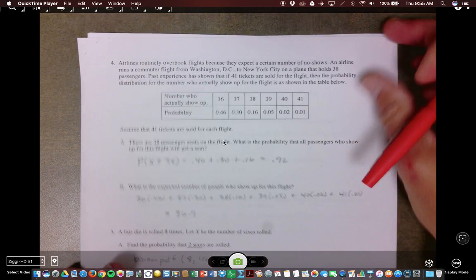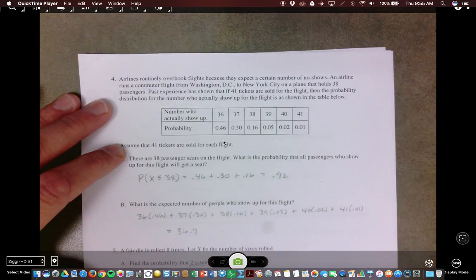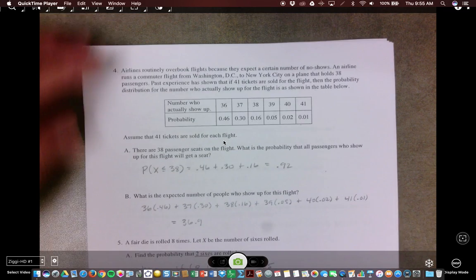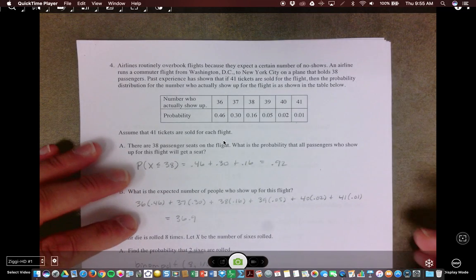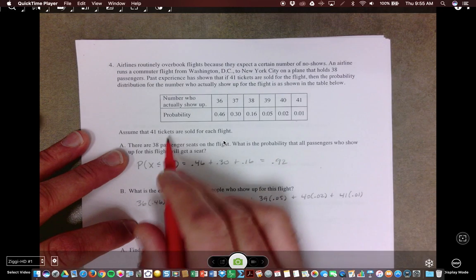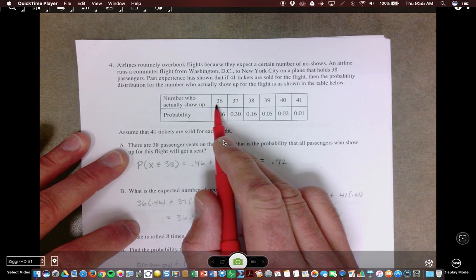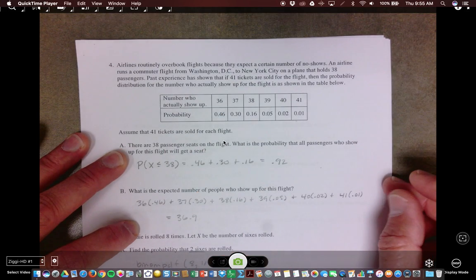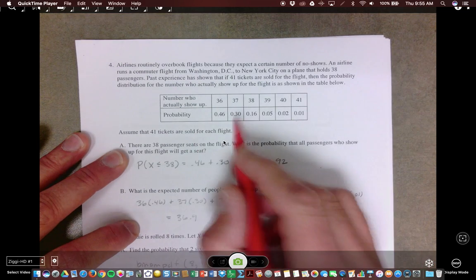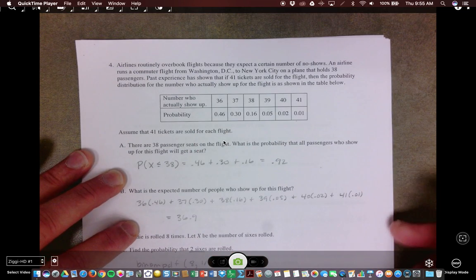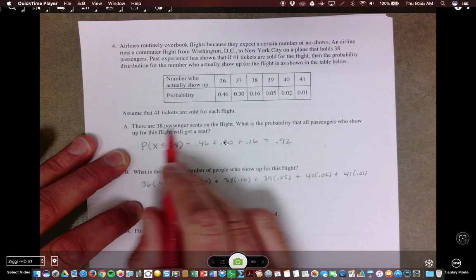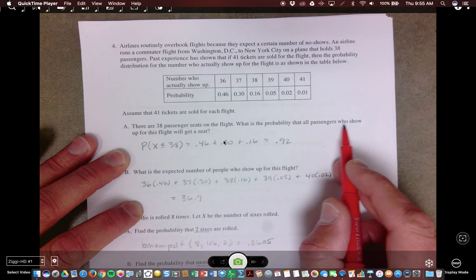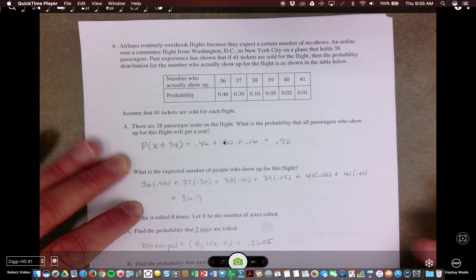The next one I think was a question that was on maybe your second exam, was about the number of airline tickets sold for a flight that only has 38 seats. They're going to sell 41 tickets for this flight, and then we've got a probability distribution of the number of people who actually show up. So there are 38 passenger seats on the flight. What's the probability that everyone that shows up will get a seat?